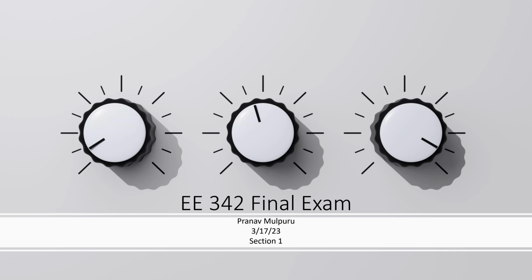My name is Pranav Mulpur, and I'm going to go over the results for my EE 342 final exam. I'm going to first briefly cover the response curve and changes to the transfer functions for each controller, and then I'm going to spend most of the time comparing the data between each of the controllers.